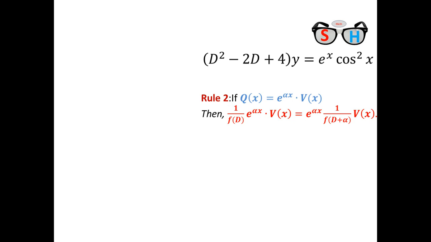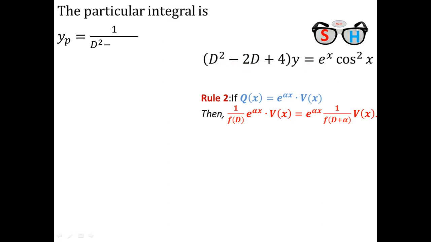Now we have to find the particular integral. You see that this is the given differential equation. The particular integral will be 1 by f(D), where this is the f(D), of e to the power x cos square x. That is, 1 by D square minus 2D plus 4 of e to the power x cos square x.